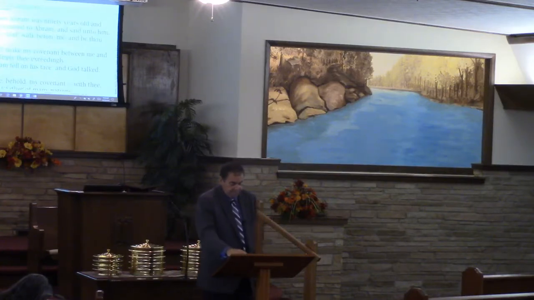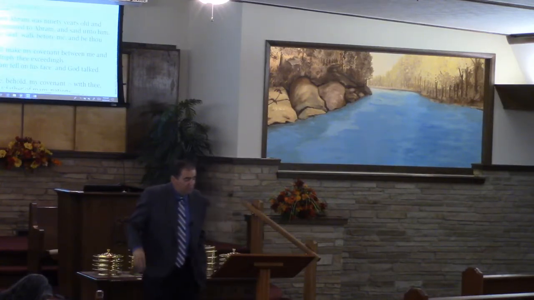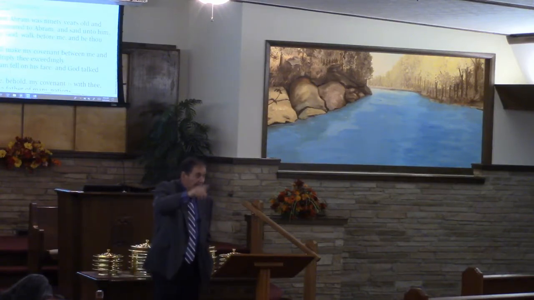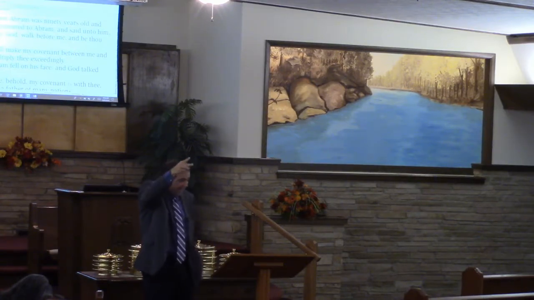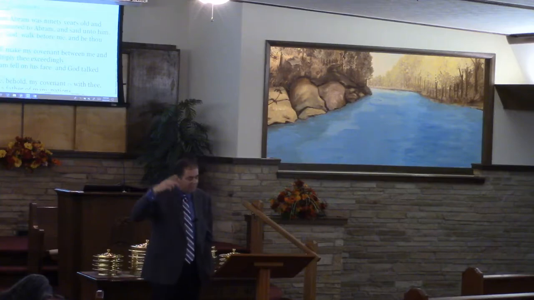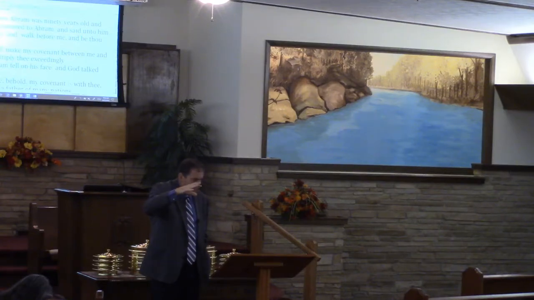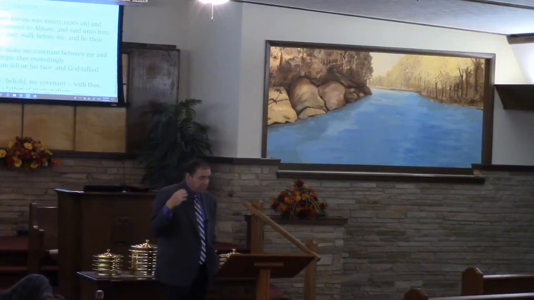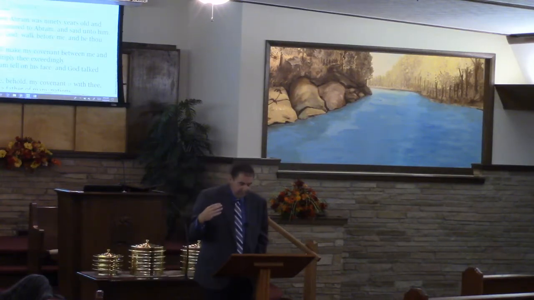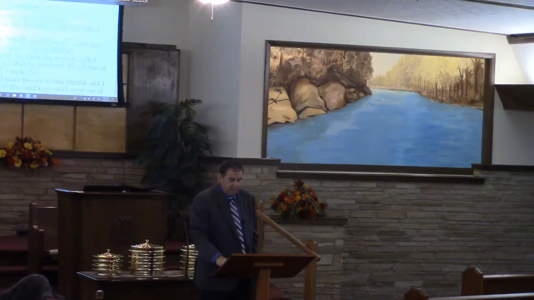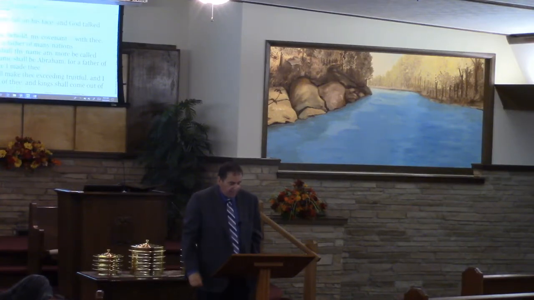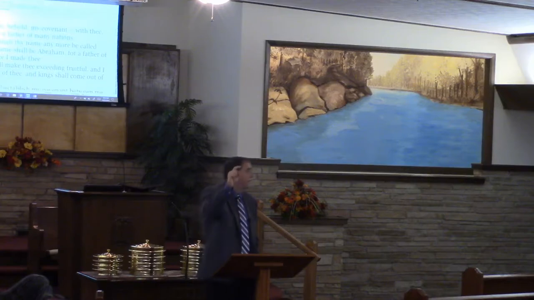Verse 1. When Abram was 90 years old and 9, so 99 years old, the Lord appeared to Abram and said unto him, I am the Almighty God, walk before me, and be thou perfect. And I will make my covenant between me and thee, and I will multiply thee exceedingly. And Abram fell on his face, and God talked with him, saying, As for me, behold, my covenant is with thee, and thou shalt be a father of many nations.